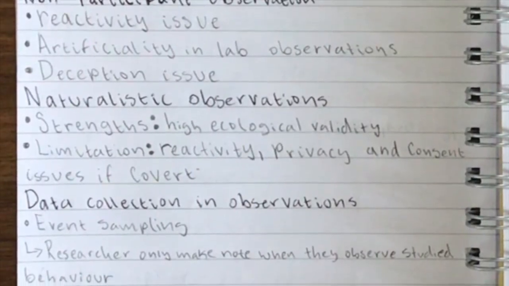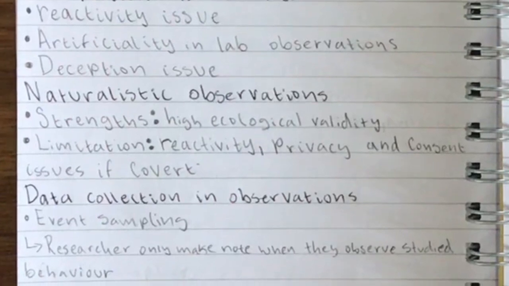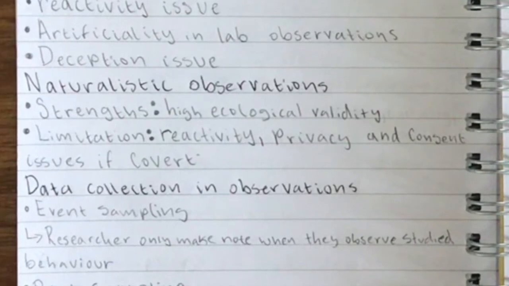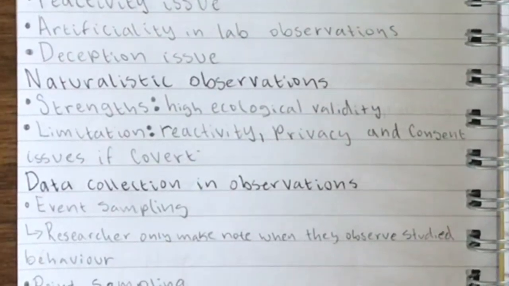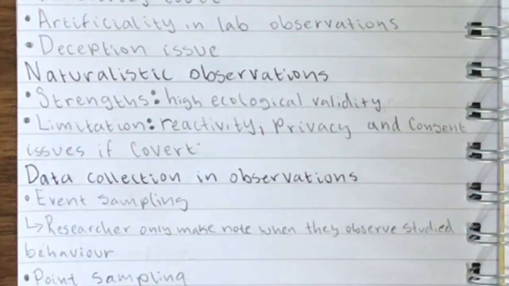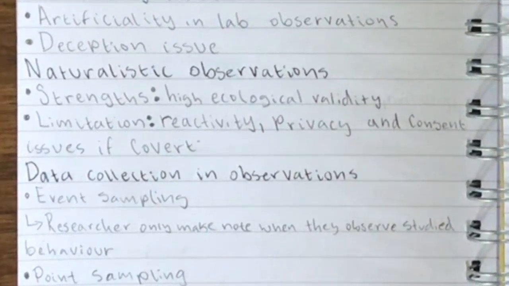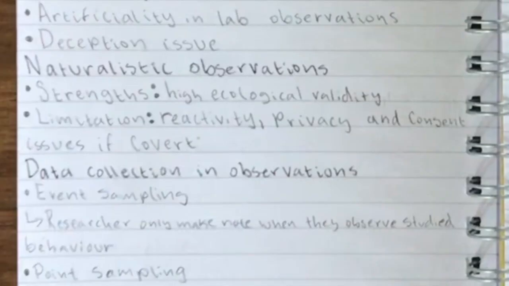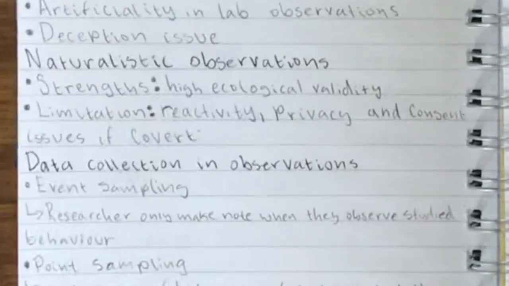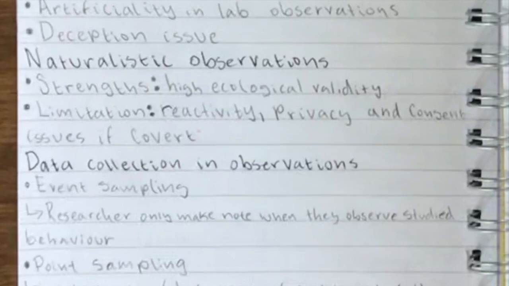So in naturalistic observations, there are strengths and limitations. A strength of this is that it has a high ecological validity, which means that because it's in a natural setting, it is more like real life than if you were to do it in a lab. And limitations are reactivity, and there are privacy and consent issues if it is covert, which means that you might be harming a participant because you don't know what their privacy rules are or what they have agreed to. And since it's covert, it's hidden, you cannot consent to it.